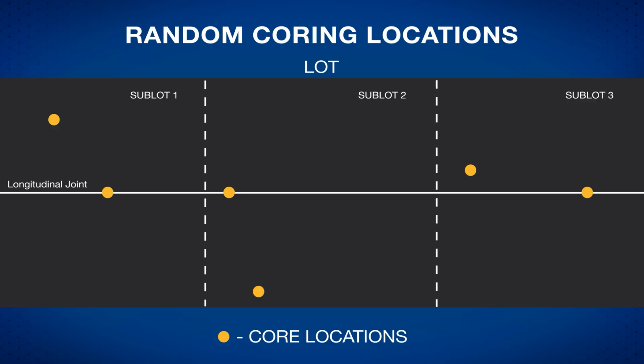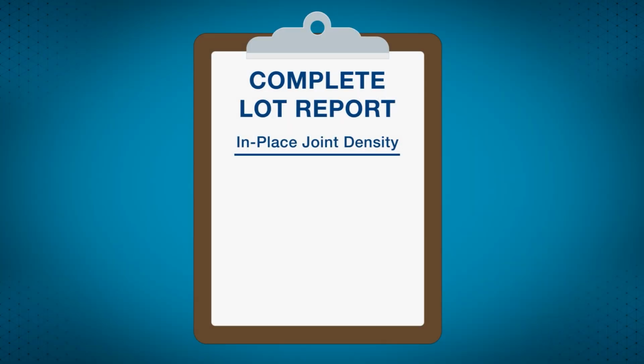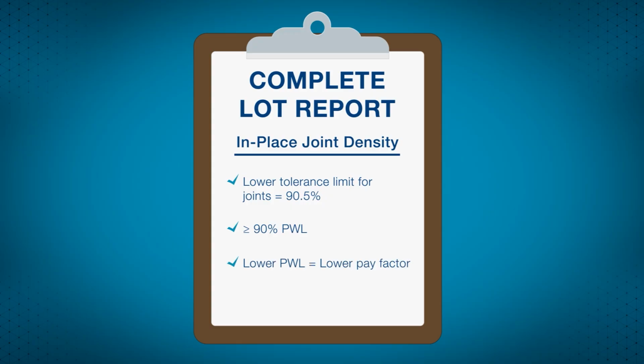Joint density is determined from a core taken directly over the joint. FAA specs have set a lower tolerance limit of 90.5% for the joint density. Lots with a PWL that meet or exceed 90% are acceptable. However, most specs will accept lots with lower PWL and reduce the pay factor. If it's less than 80%, the contractor must cease operations until the reason for poor compaction is determined.